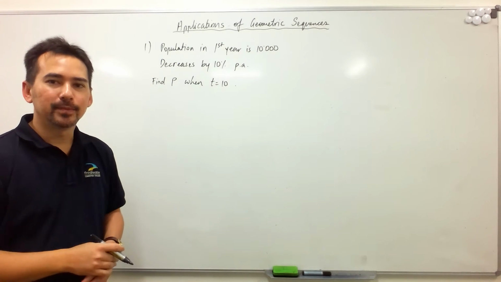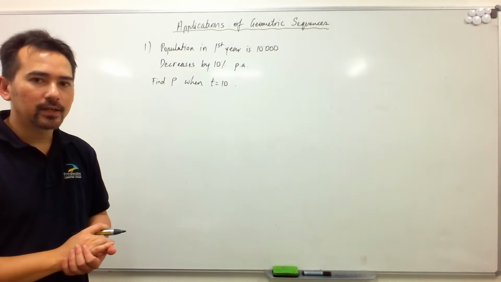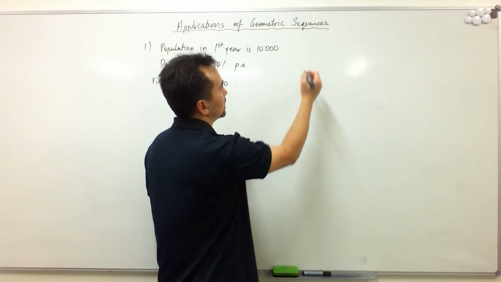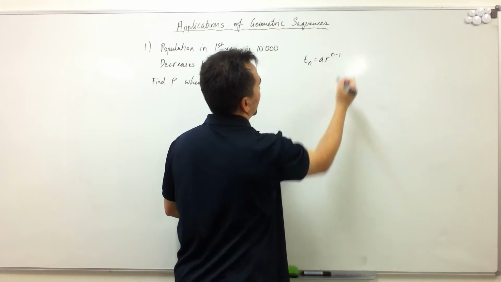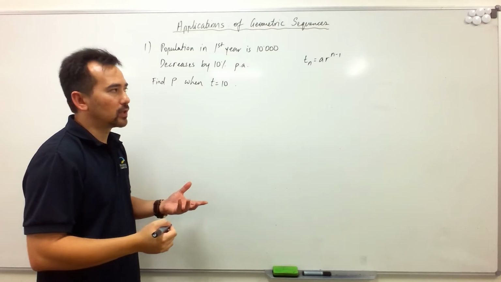Okay, let's take the geometric sequence now and put it into some applications. So the first thing we need to establish is the formula for the geometric sequence: Tn is equal to AR to the power n minus 1. Now there's a lot of variations on this.